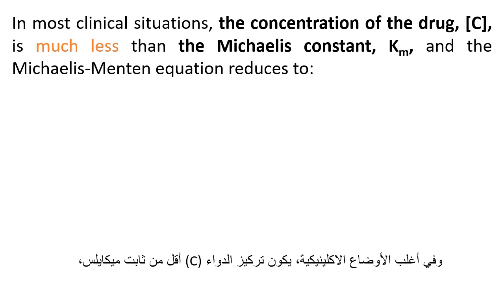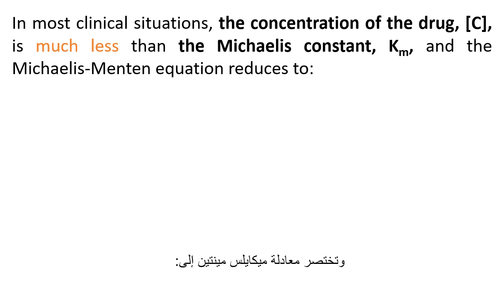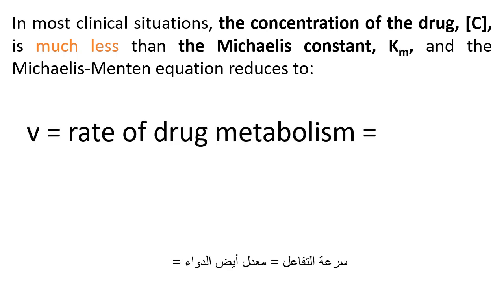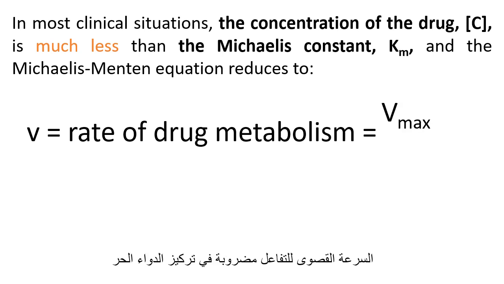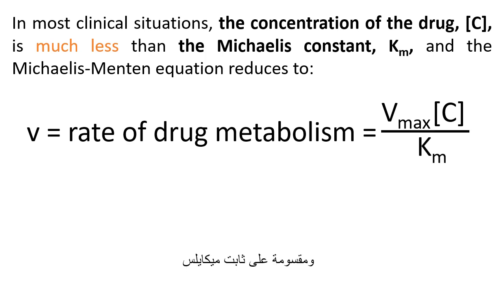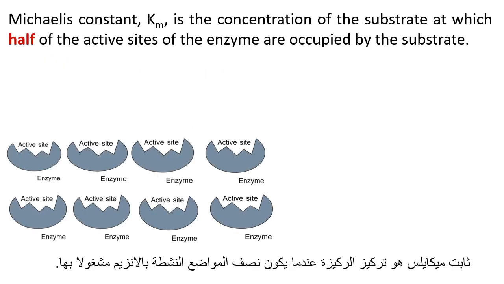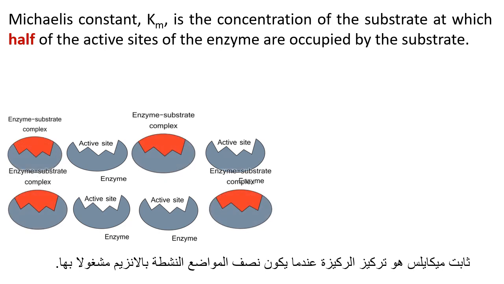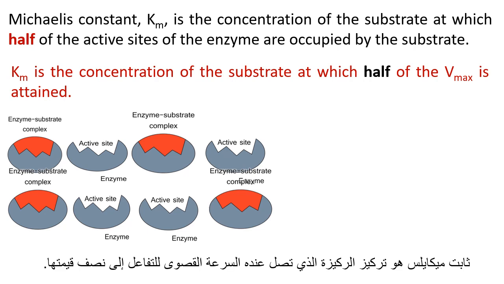In most clinical situations, the concentration of the drug C is much less than the Michaelis constant, Km, and the Michaelis-Menten equation reduces to the reaction velocity, which equals rate of drug metabolism, equals Vmax multiplied by C and divided by Km. Michaelis constant, Km, is the concentration of the substrate at which half of the active sites of the enzyme are occupied by the substrate. Km is the concentration of substrate at which half of the Vmax is attained.